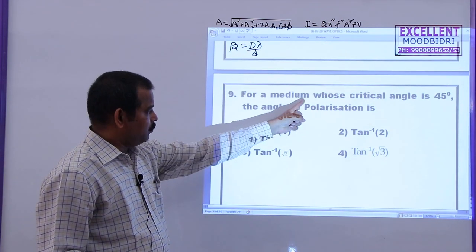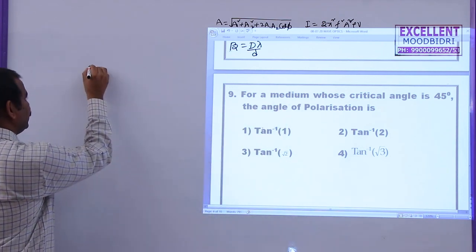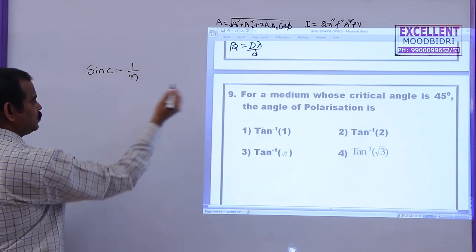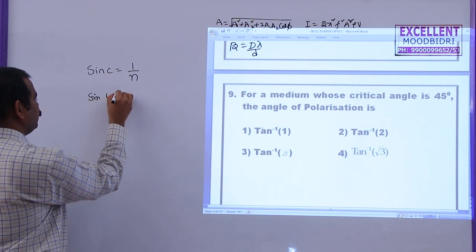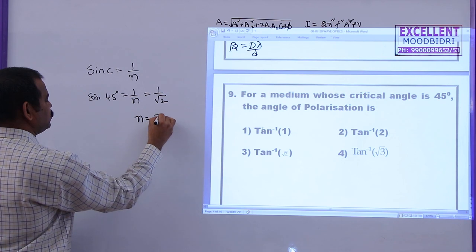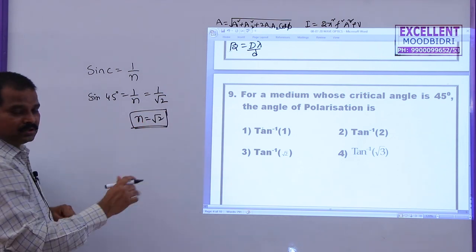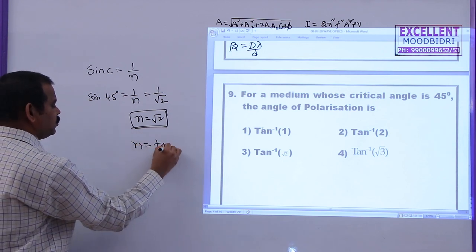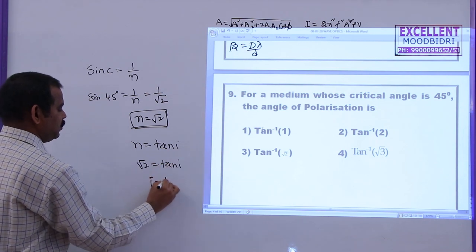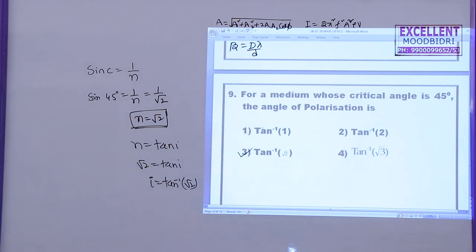Next, for a medium whose critical angle is 45, what is the angle of polarization? The critical angle for a medium is given by sin C is 1 by n. C is equal to 45. So sin 45 degrees is equal to 1 by n, which is 1 by root 2. So n is equal to root 2. So this is the n value. If you know the n value, from Brewster's law we can say that n is equal to tan I, root 2 is equal to tan I, so I is tan inverse root 2. Option 3 is correct.